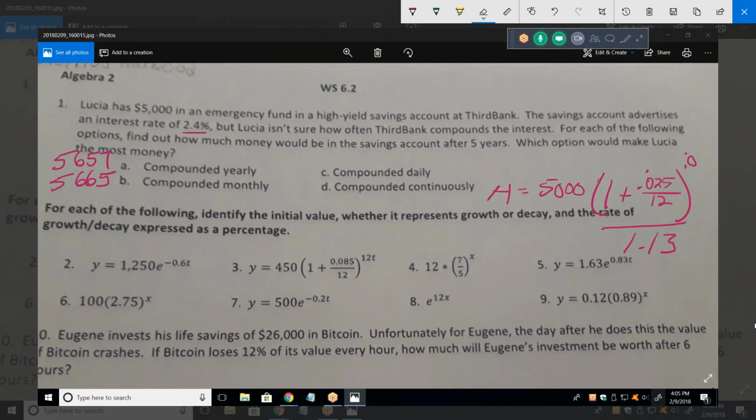Now we've got to do daily. Give me the formula for daily. You don't need to give me the general formula, just the specific one. Okay, so A equals 5,000 times 1 plus 0.024 over 365. You know what? I better use 2.5, otherwise we're not going to get the right answer. I used 2.5 on the first two.